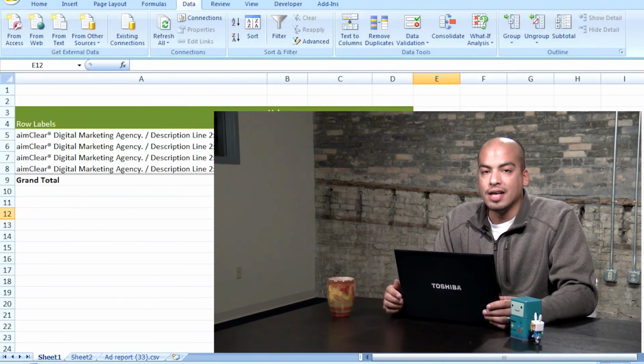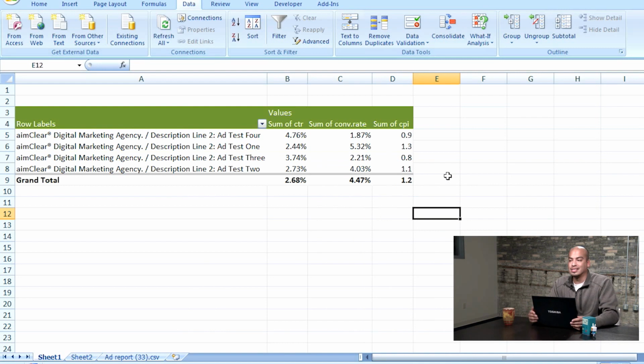So on the screen, I have an ad report that I've output from AdWords. And typically what I like to do is save my columns so that whenever I do this ad analysis, I have just the metrics that I'm looking for. Makes your life a whole lot easier.